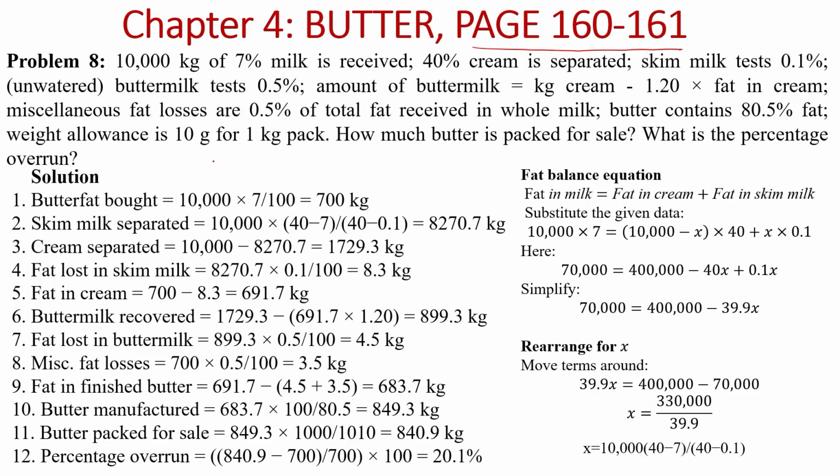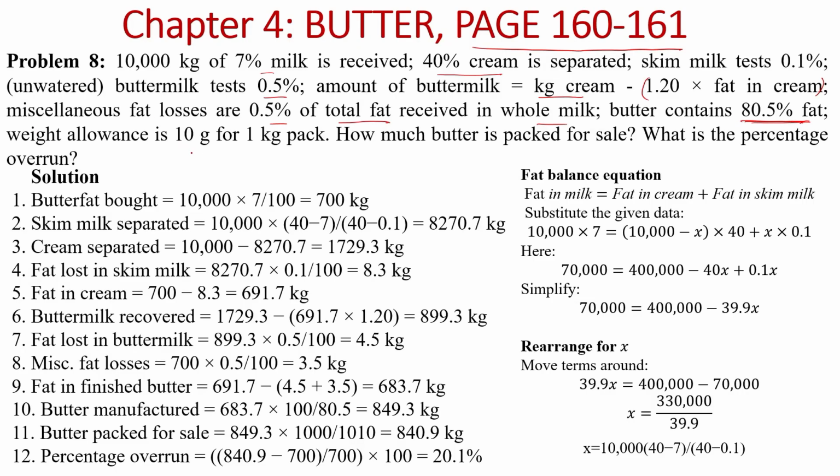Here we are given 10,000 kg of 7% milk, from which 40% cream is separated. Skim milk that is obtained has 0.1% fat, and buttermilk 0.5% fat. The amount of buttermilk is given as kg cream minus 1.2 into fat minus cream. By this equation we have to calculate the amount of buttermilk. The miscellaneous fat losses are 0.5% of the total fat received in whole milk. They have given that butter contains 80.5% fat.